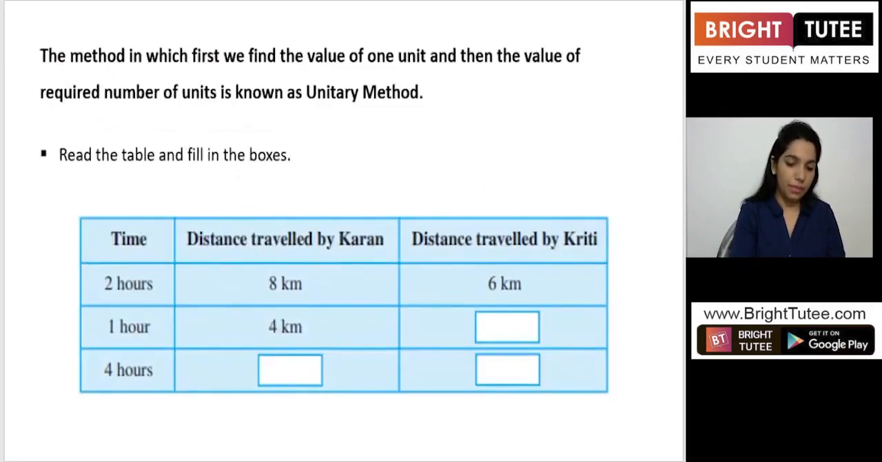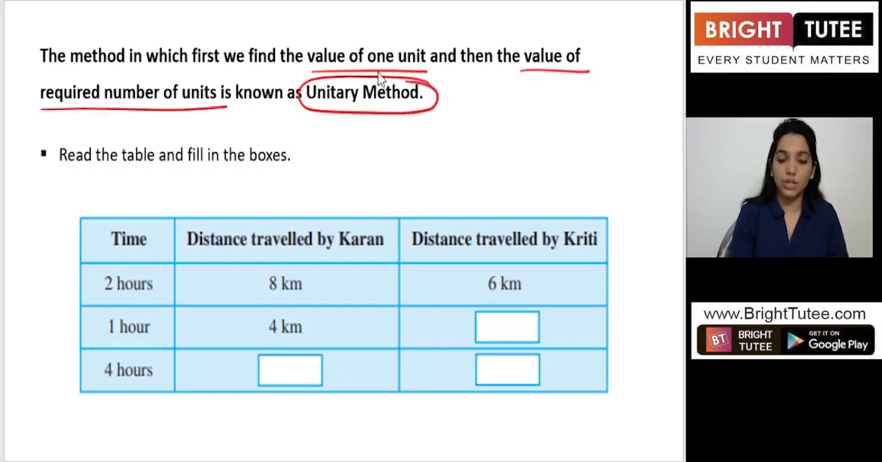Okay, look at this here. The method in which we first find the value of 1 unit and then find the value of the required number of units is called the unitary method. The word unit means 1. Unit represents 1, and the unitary method is to calculate the value of 1. So here we have a table. Let us use this table to see how the unitary method helps us.